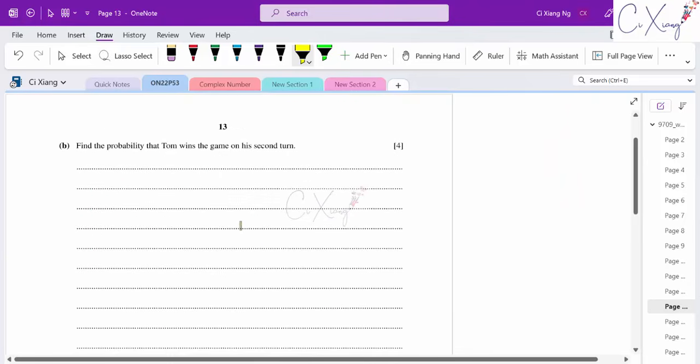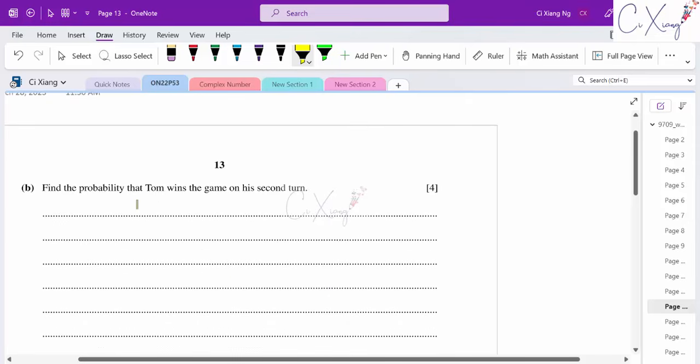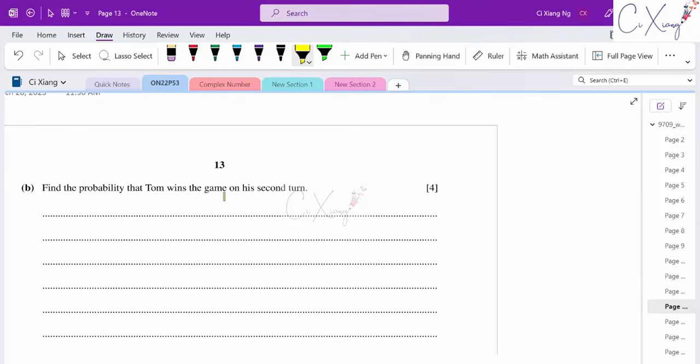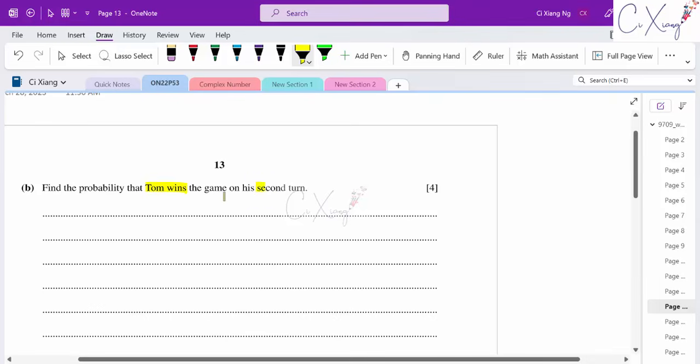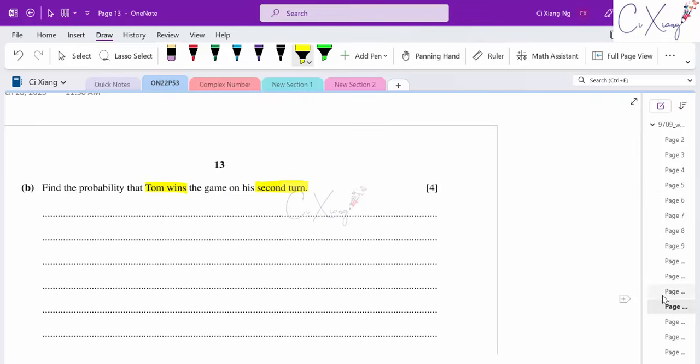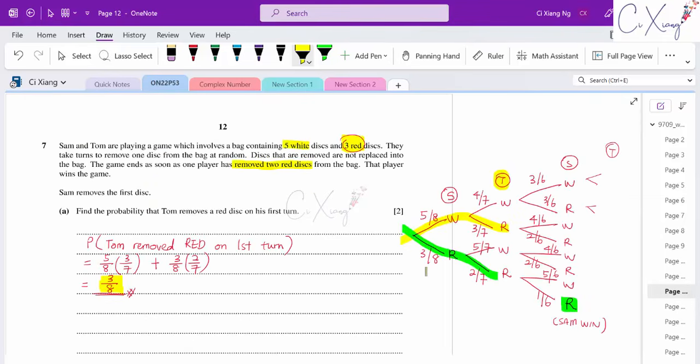Okay, so for part number B, they want us to find the probability that Tom wins the game on his second turn. So Tom wins at second turn. Right, so if I want to ensure that Tom wins at the second turn, basically we need to have a look at the outcome here. The tree diagram here might help us. Okay, so if let's say Tom wins the game, that means Tom must already have 2 red discs.